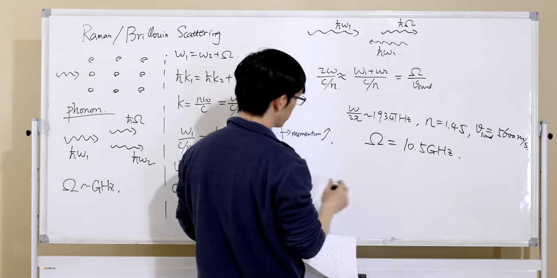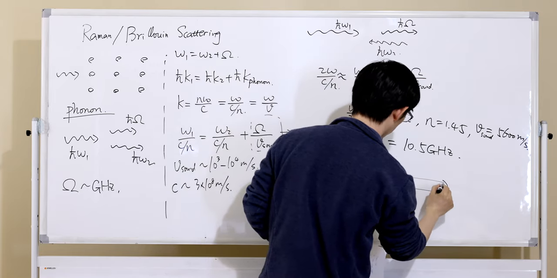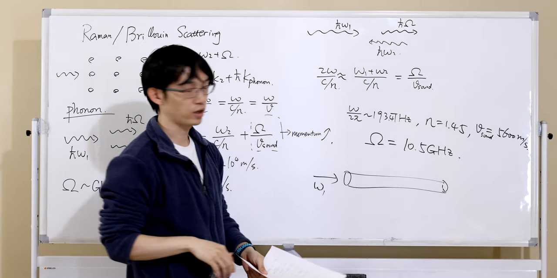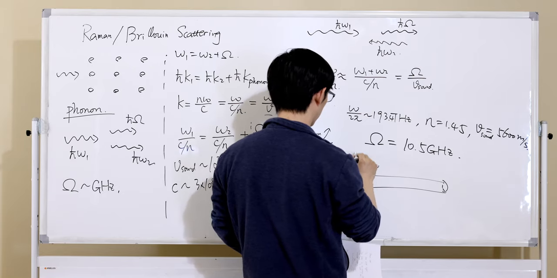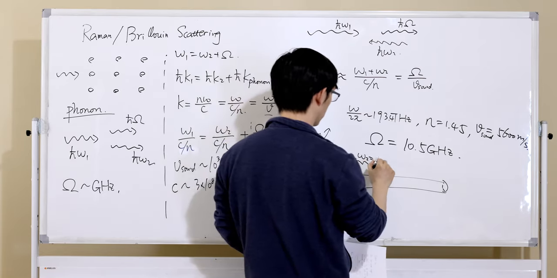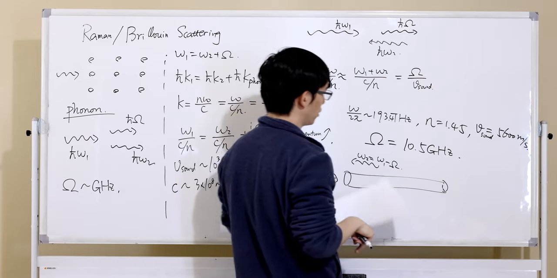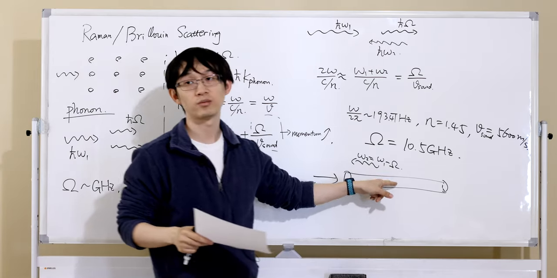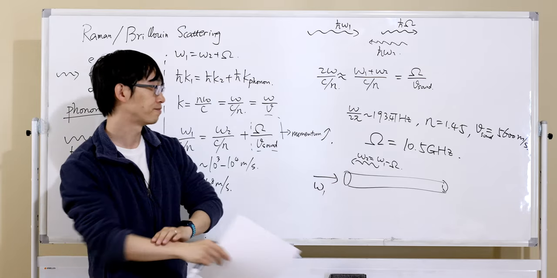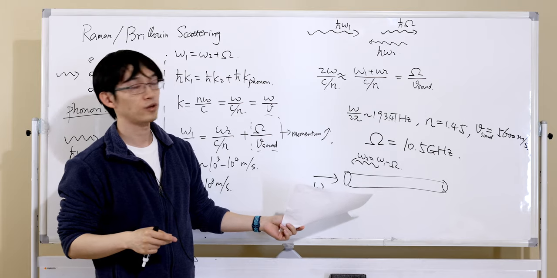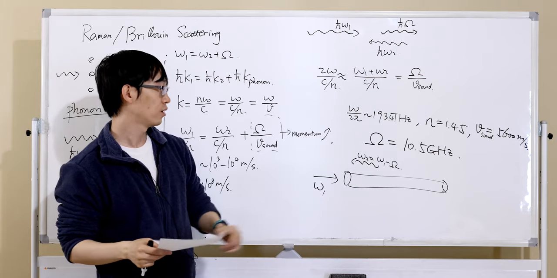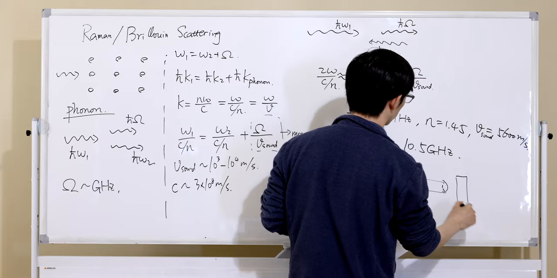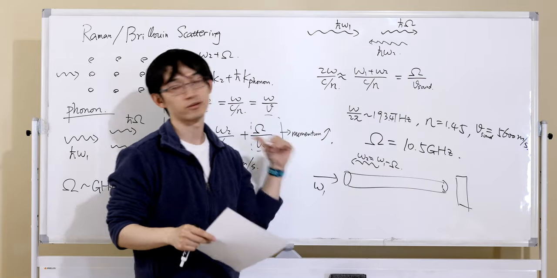So what this tells us is that if you send light at omega 1 into a piece of fiber, then some of the light will actually be scattered back at frequency omega 2, which is omega 1 minus capital omega. This is Brillouin scattering, and the energy difference between these two photons will be given to the phonon mode of the fiber. And one final comment is that if you do an experiment with a very long piece of fiber, sending a lot of power, at the end you will see very little power arriving. The reason is that most of the power will actually be reflected back.